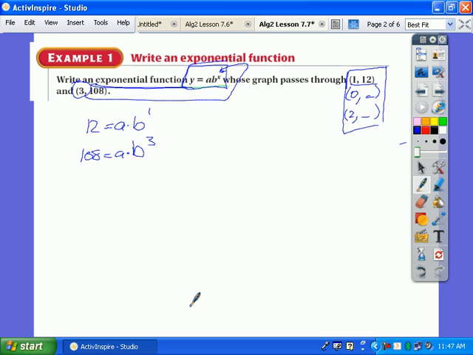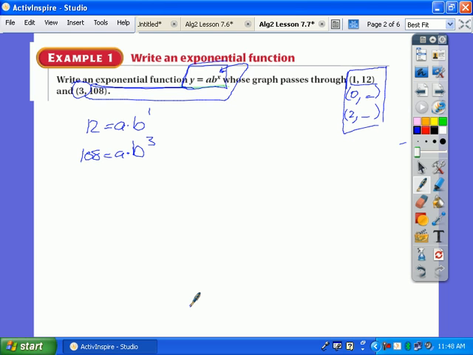Okay. And we have 3 methods to solve systems of equations. We have the substitution method, the elimination method, and the graphing method. So in this case, we're going to go with the substitution method, and we want to solve the first equation for A.